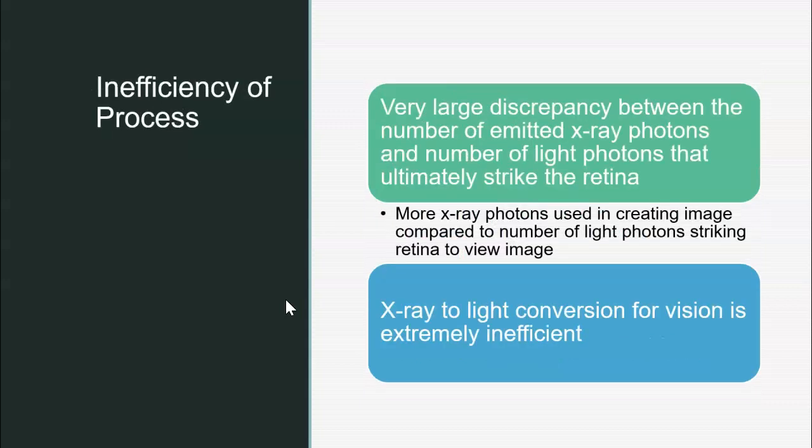So, inefficiency of process: there are very large discrepancies between the number of emitted X-ray photons and the number of light photons that ultimately strike the retina. Okay, so more X-ray photons are used in creating the image compared to the number of light photons striking the retina to view. X-ray to light conversion for vision is extremely inefficient. Everything we do is inefficient. Have you figured that out yet?